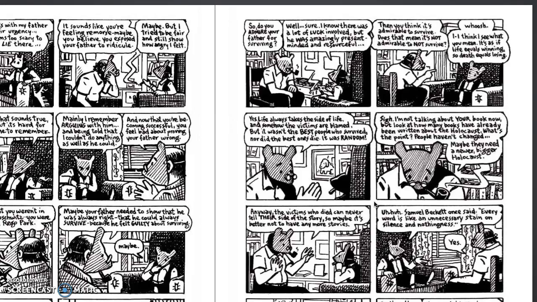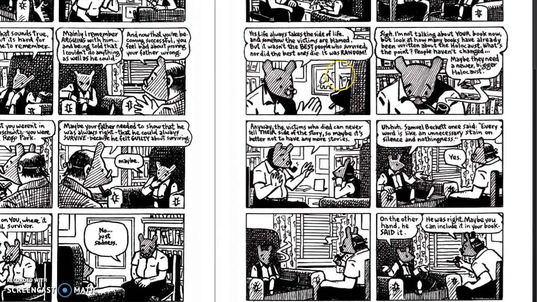Pavel asks him if he admires his father for surviving, and he gives a really unclear answer. He talks about his father being resourceful and everything, but he doesn't necessarily say. And then Pavel says, "You think it's admirable to survive? Does that mean it's not admirable to not survive?" And he gets quite confused here, and Pavel tries to point out to him that it's not really clear, okay? It's not really a clear-cut issue. It's not something that we can just decipher in one day sort of thing.